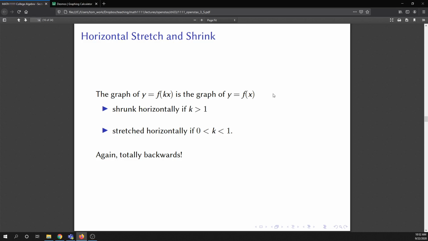Okay, the next transformation is we are going to replace x by k times x. The overall effect on the graph is that the graph is shrunk horizontally if k is greater than 1, and stretched horizontally if k is in between 0 and 1. So again, this one is totally backwards, and you'll notice the ones where you replace x by either x plus k or k times x are really kind of backwards as to how they work. Okay, so let's take a look at the examples here.